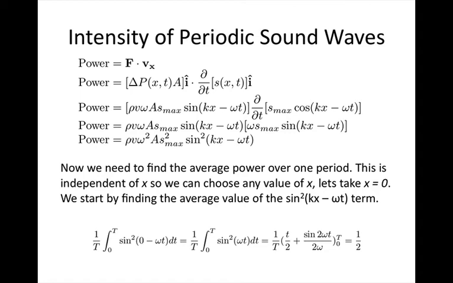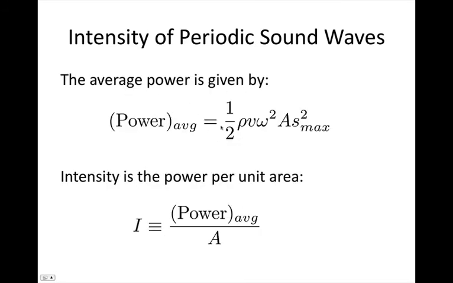So what we're going to do is work out the average value of this thing over one period. If we then divide that by the time it takes for one period, that will give us the average amount of power. So all we do now is integrate this term here, because it's the only one with a t dependence, over one period. It's just a standard integral, and it actually turns out that this is equal to a half, so we can replace this with a half. And so the average power is given by a half rho v omega squared a s squared max.